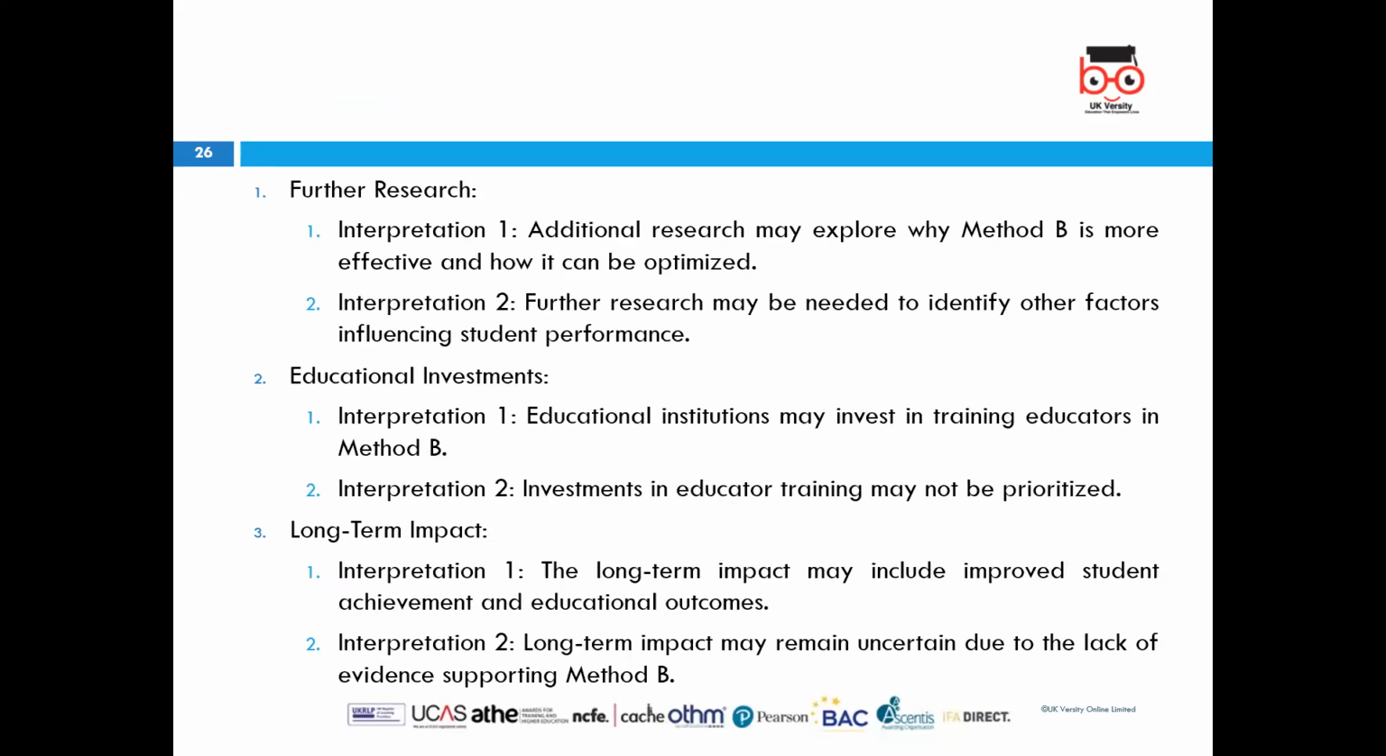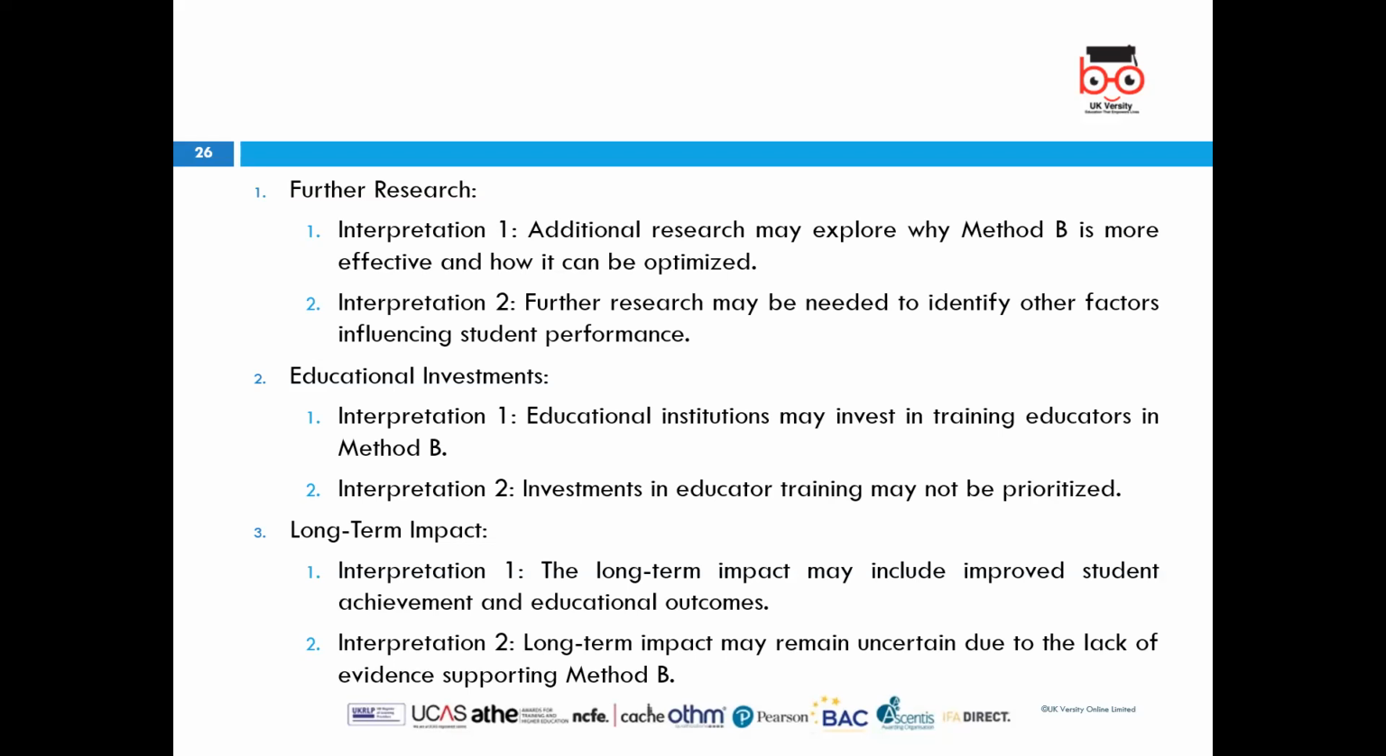And then further research. Additional research may explore why method B is more effective and how it can be optimized. And if you fail to reject the null hypothesis, further research may be needed to identify other factors influencing student performance. Then in terms of educational investments, educational institutions may invest in training educators in method B. And in interpretation 2, investments in educator training may not be prioritized.